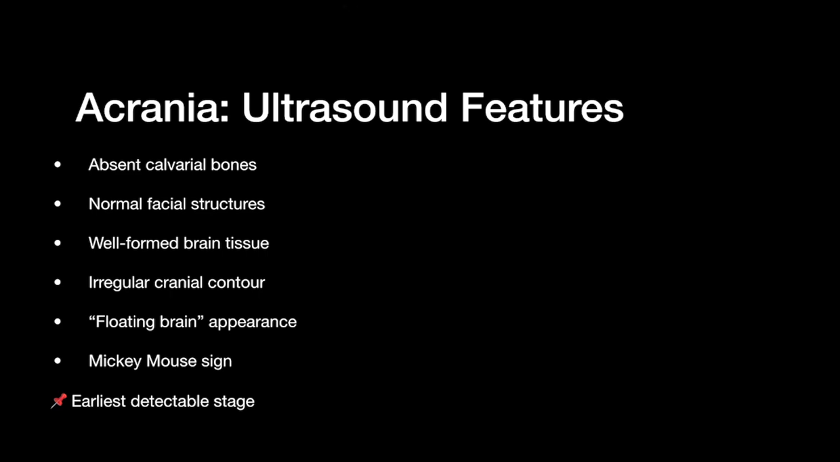So in ultrasound, in early stages you will find acrania. What is it? There will be absent calvarial bone, but you will see some floating brain tissue. An irregular cranial contour may be there, and one more thing is that there will be normal facial features. You will see the normal nasal bone, you may see normal mandible and maxillary tissue. So it is the earliest detectable stage.